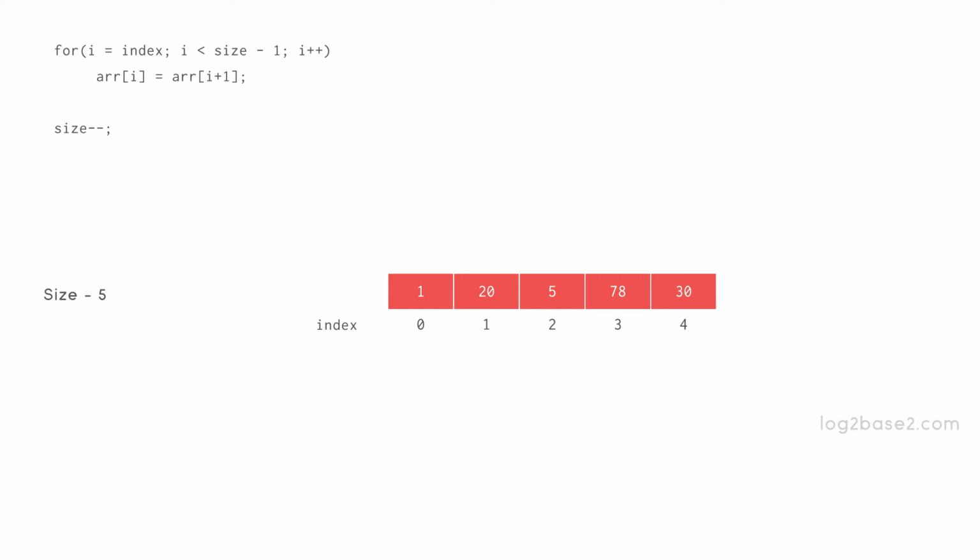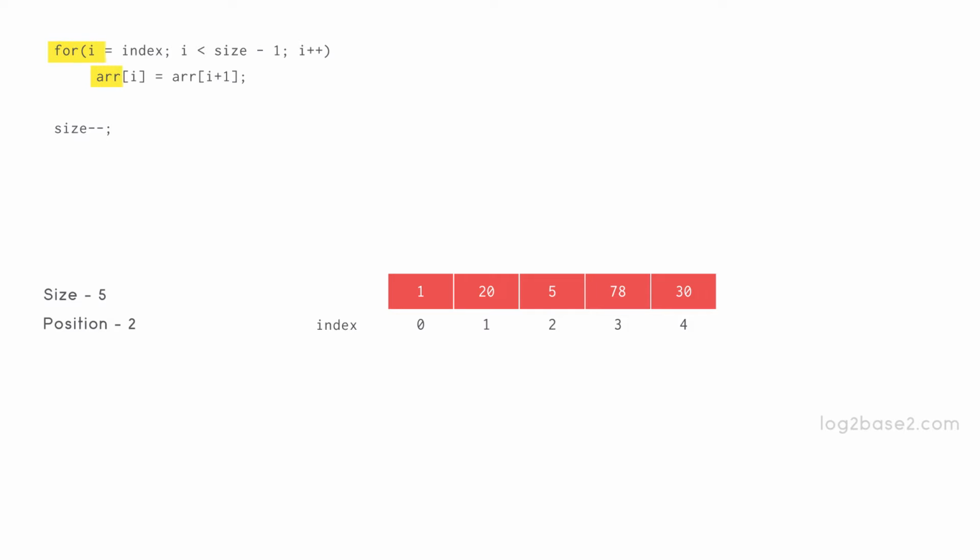Again we have an array of size equal to 5 and indices from 0 to 4. Now we want to remove element 5. So first we need to find where 5 resides. So it is at index 2. Once the location of the element to be deleted is found, it is stored in variable index. So here index equal to 2. The for loop will shift the elements to the left, removing the value at index.